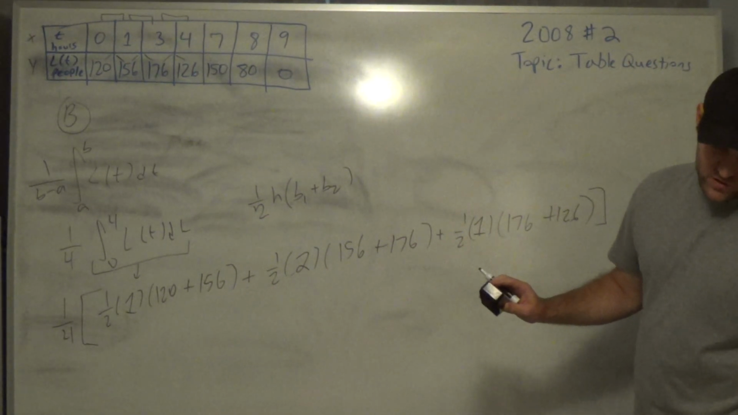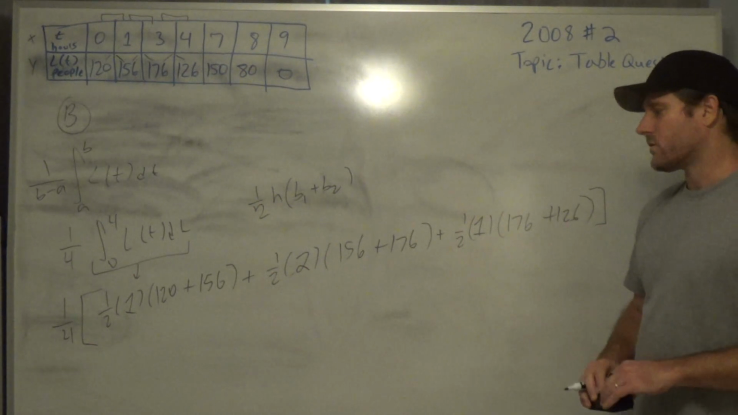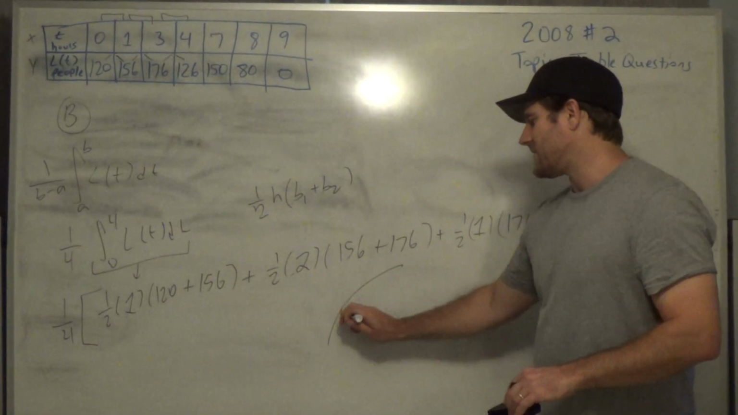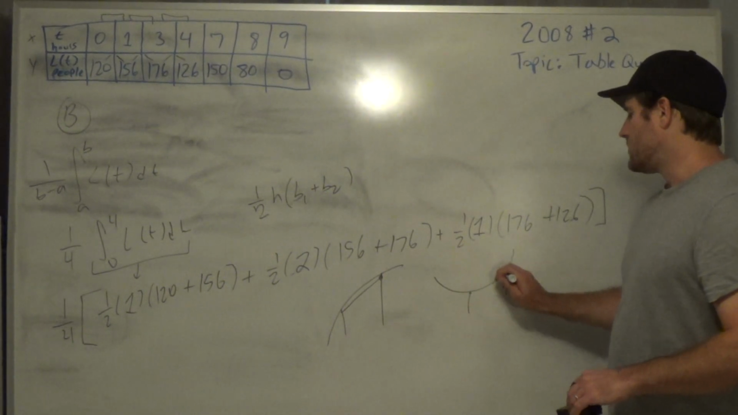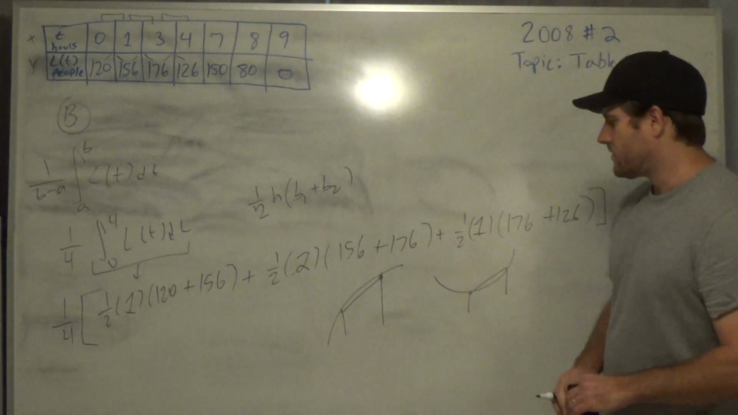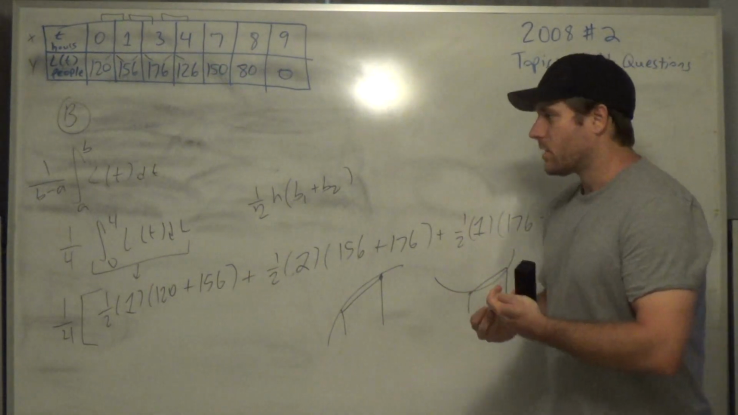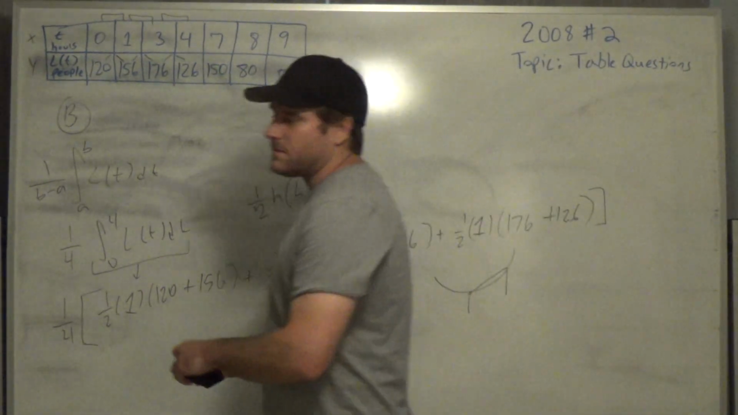They don't ask if it's an under or over estimate. If they did ask if it was an under or over estimate, it would depend on concavity. Concave down is an underestimate. Concave up is an overestimate. You don't know what's on your quiz, so anyways. That's it. That's the answer to part B. So part B is over, and now part C, the part that's no fun.